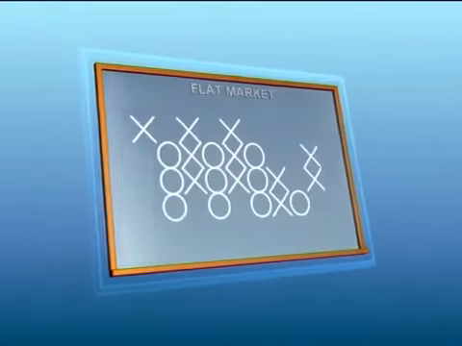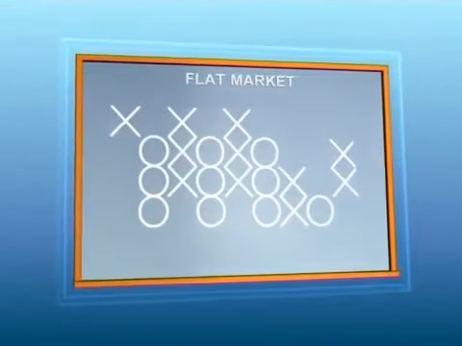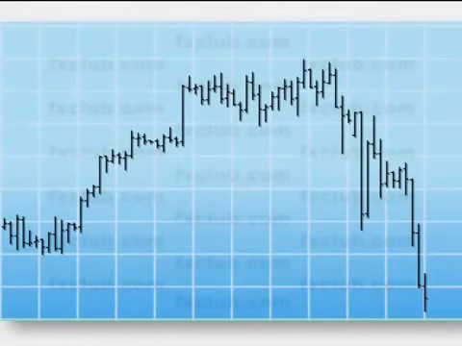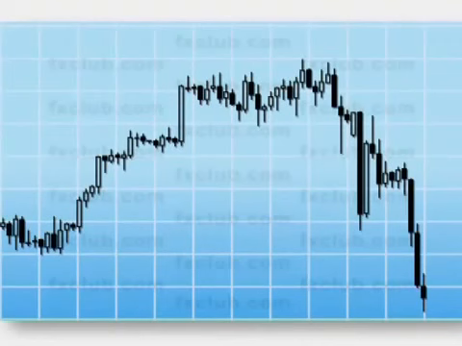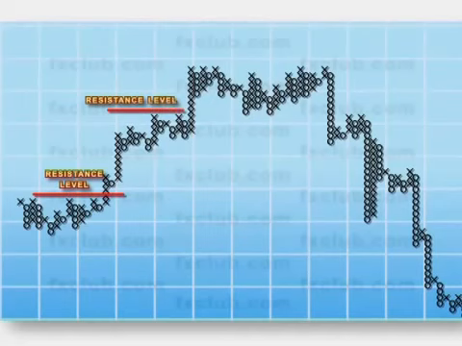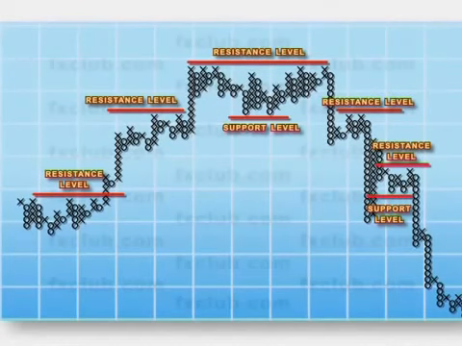The point and figure chart is the perfect aid for identifying the precise levels of a flat market. The Euro chart that you see before you now is of a very ordinary type, bars or candles. Now here is the same data displayed in a point and figure chart. In this type of chart, the support and resistance levels are very easy to identify.